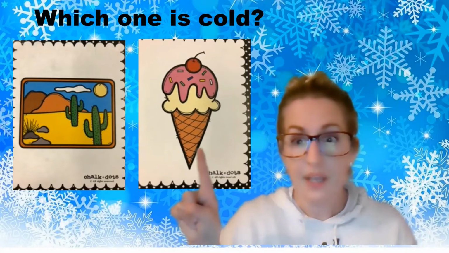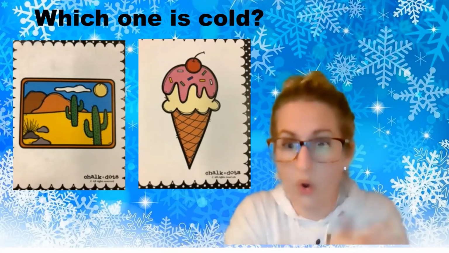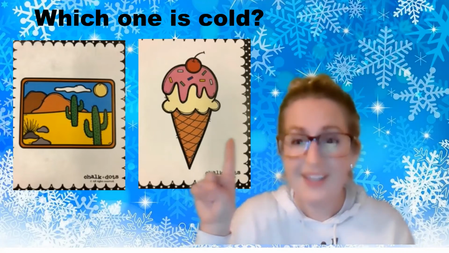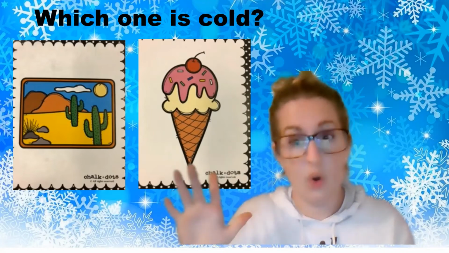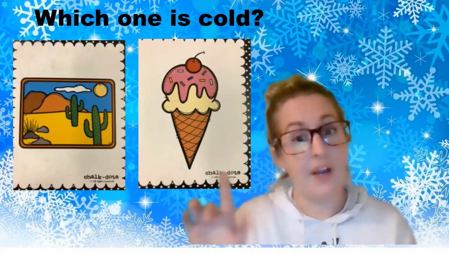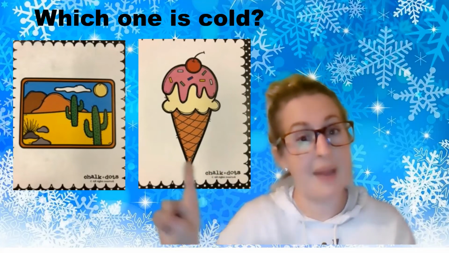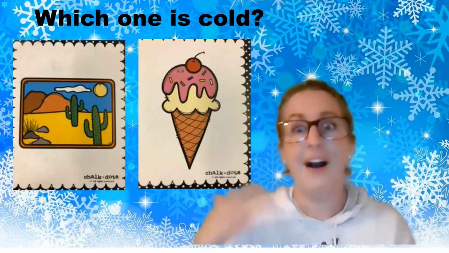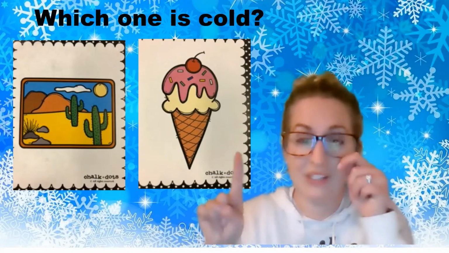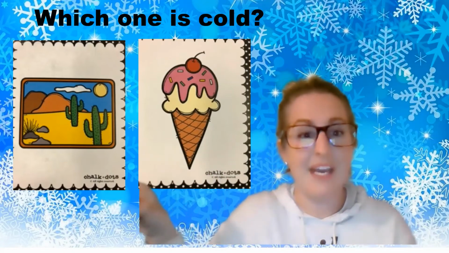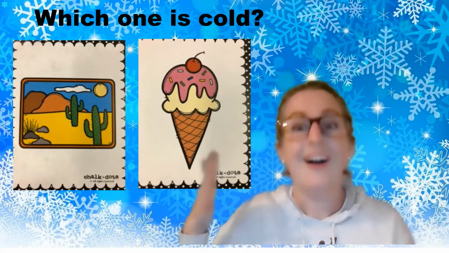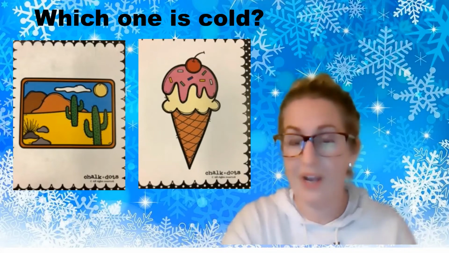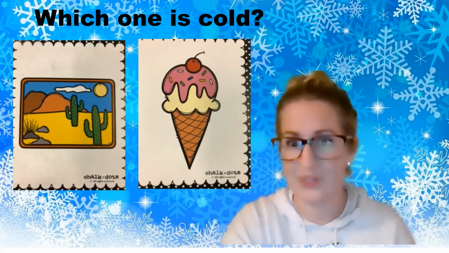You're right. Ice cream is cold. Good job. Can you point to the cold ice cream? Nice work. So before we go on, if ice cream is cold, that means that the desert must be hot. You're right. So ice cream is cold and the desert is hot. So let's move our ice cream to the word hot, or to the word cold. Sorry, friends.